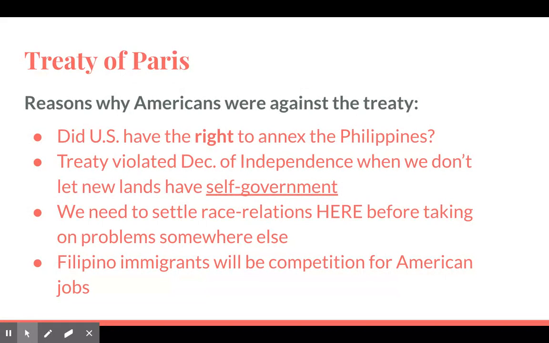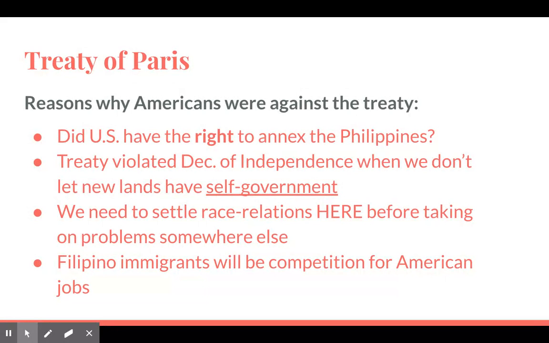The first thing is that Americans are noticing that, wait, we're annexing. Okay, they gave us Puerto Rico and Guam. That's part of the negotiation, but Filipinos don't want to be annexed. They've made that very clear. Do we even have the right to just annex the Philippines?